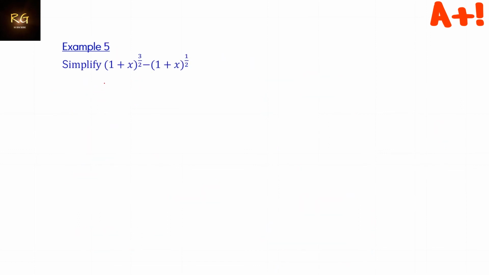Alright, example 5 is a little bit tricky, where they ask us to simplify (1 plus x) to the power of 3 over 2 minus (1 plus x) to the power of 1 over 2. So here we need to split this 3 over 2, so it becomes 1 over 2 plus something else. So we can write it in the form of 1 plus x, 1 plus, sorry, not 3 over 2.